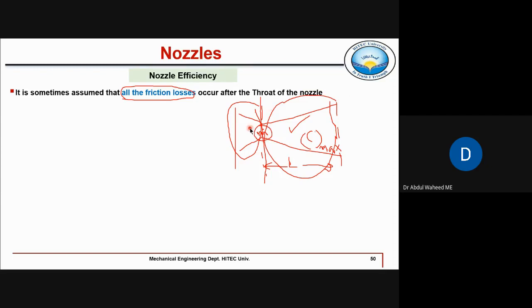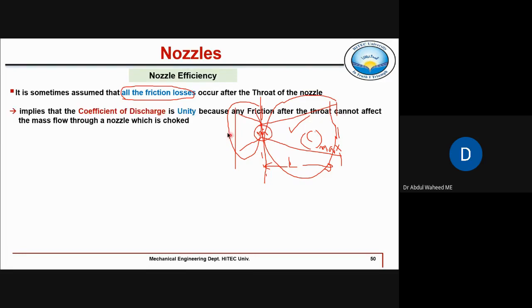So when we neglect the frictional losses in the convergent section, it means the coefficient of discharge is also 1. COD is also unity. Right? Coefficient of discharge is unity, meaning m dot divided by m dot s is equal to 1. That is known as the coefficient of discharge: actual mass flow rate divided by isentropic mass flow rate. The isentropic mass flow rate is maximum, and that mass flow rate is decided by the throat.